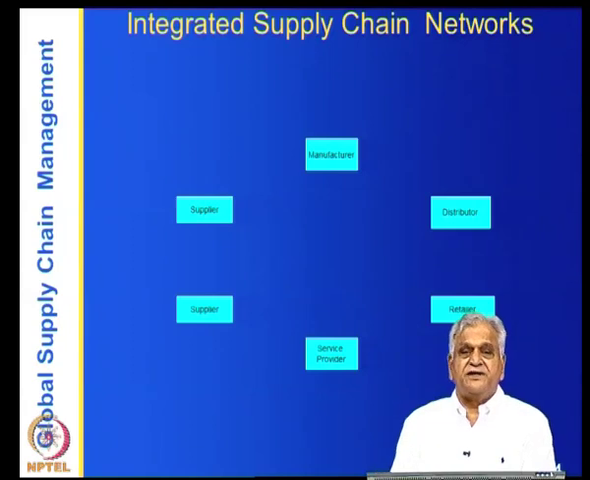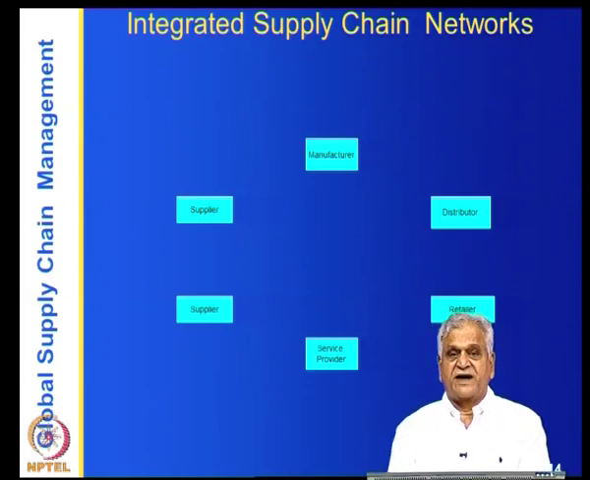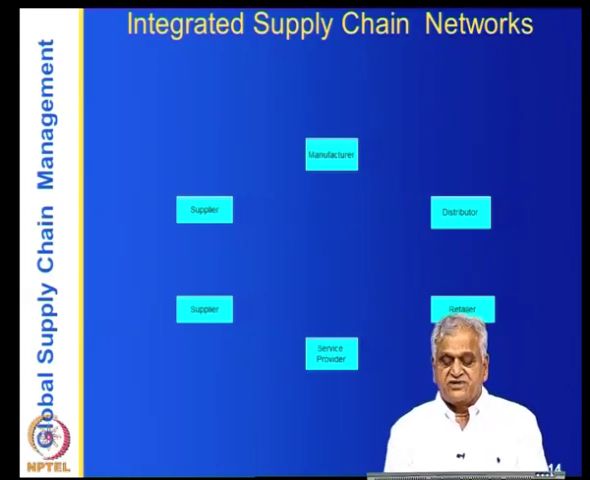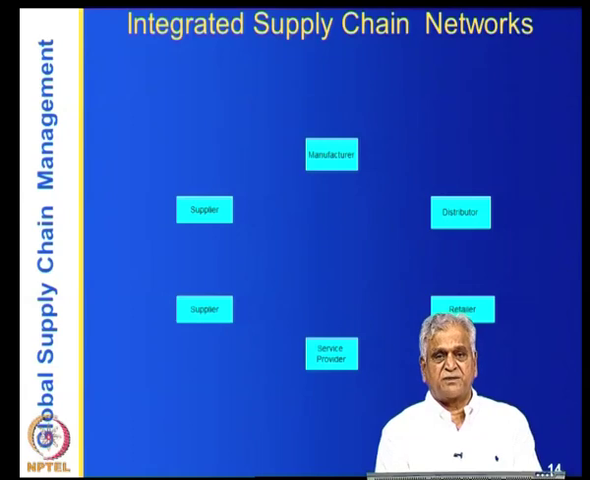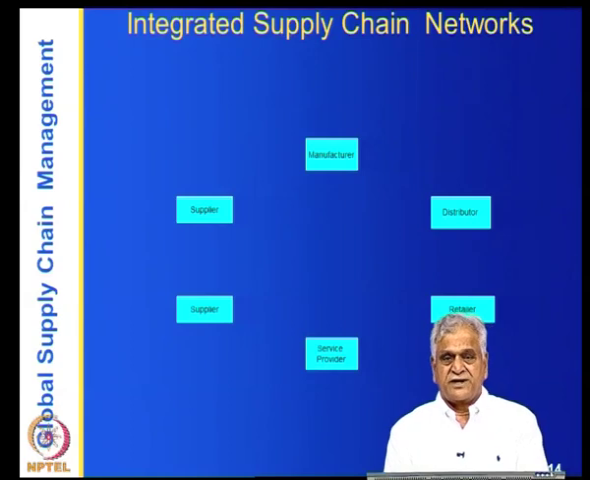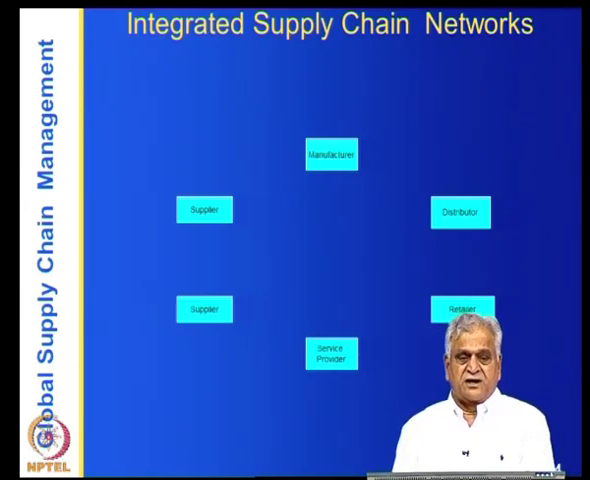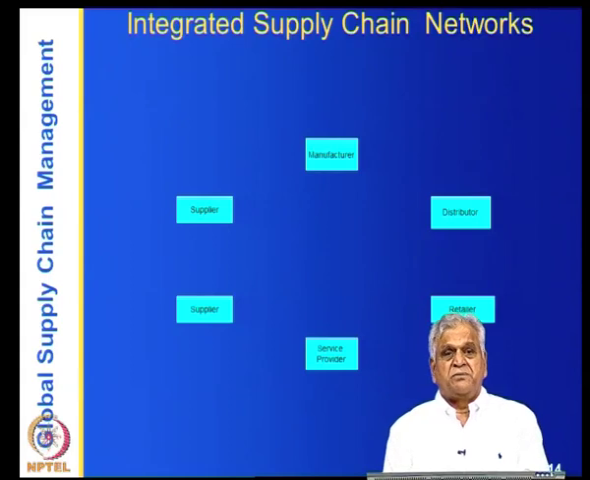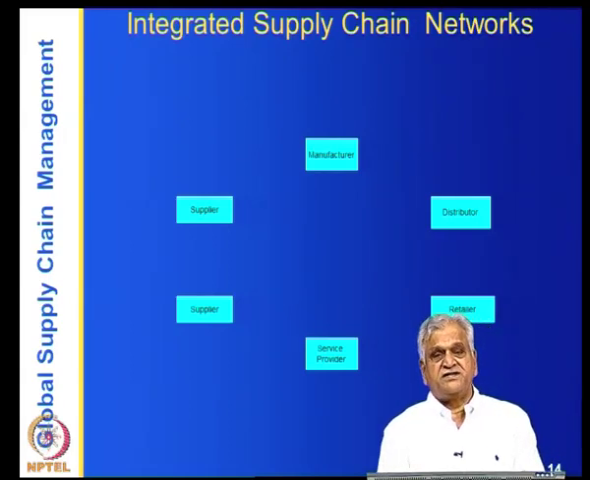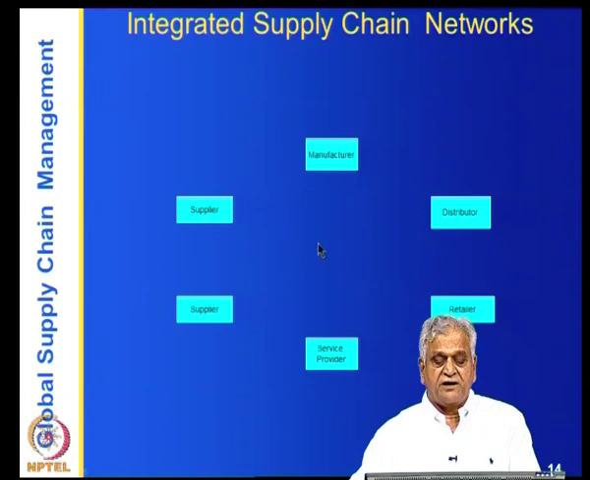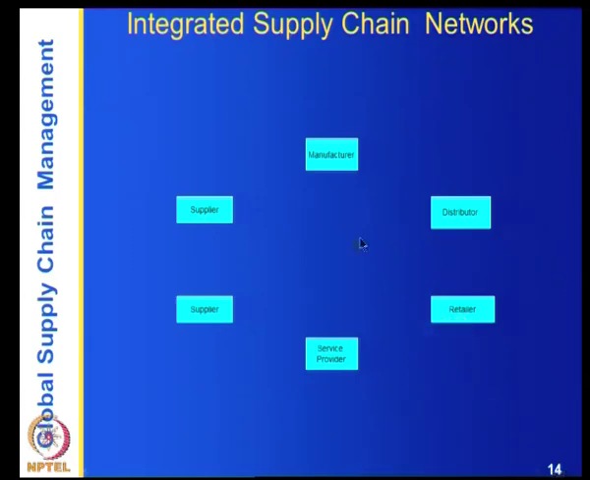So you have these players in the supply chain network: the suppliers, manufacturers, distributors and retailers, and service providers. The service providers could be logistics providers who provide transport, like truck owners, or trains, or ships, whatever. All these players are globally distributed. They are not spatially co-located. They are all at various places over the globe.